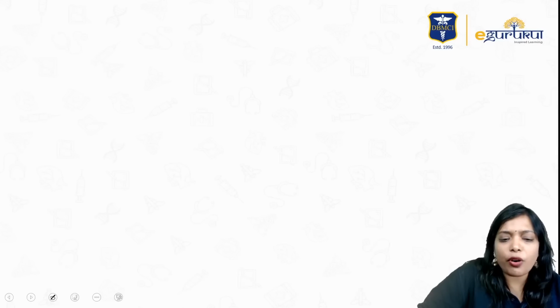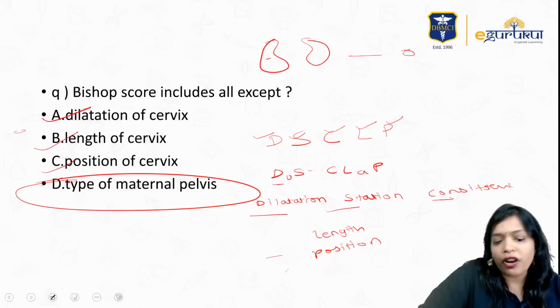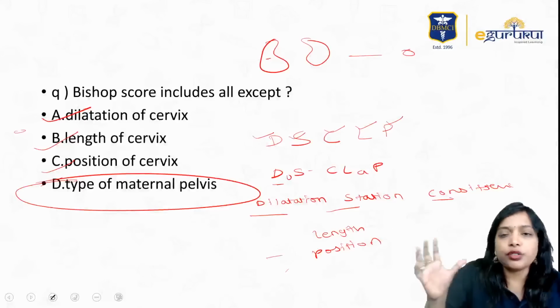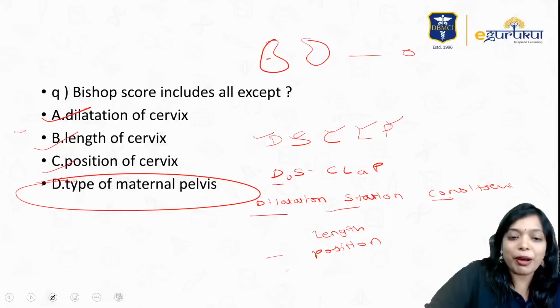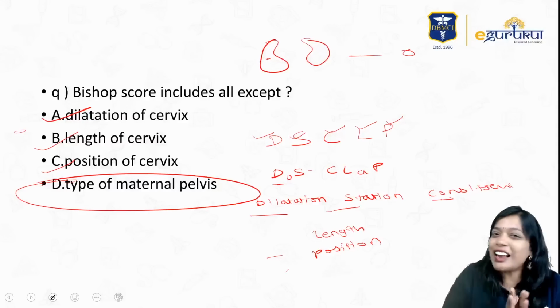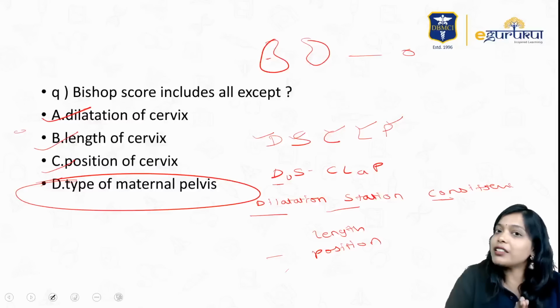So these are some possible questions which we can get on the Bishop score, right? I hope you have all understood the Bishop score. This was a short video on the Bishop score, guys. Okay. So remember it as DUS CLAP. D stands for dilatation, S stands for station, C for consistency, L for length of the cervix, P for position of the cervix. So that's DUS CLAP.